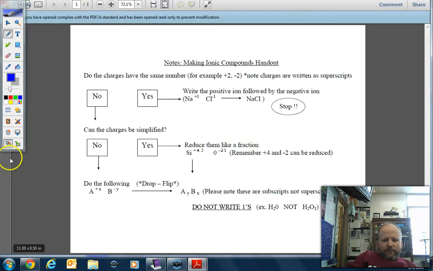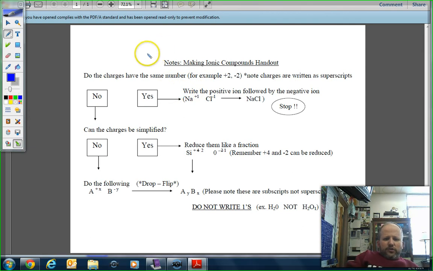Let's go back to our flow chart. We are going to do magnesium with a plus 2 charge. I know magnesium has a plus 2 charge. We're going to do phosphorus because it has a negative 3. And you can go back and look at Bohr models and figure out exactly why these are going to have a plus 2 and a minus 3. But all you need to know is flowchart, flowchart, flowchart for this homework.